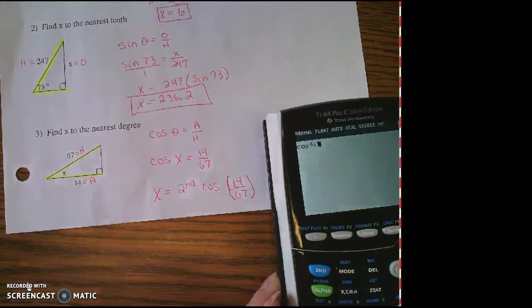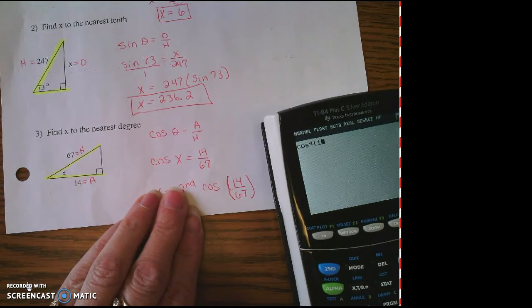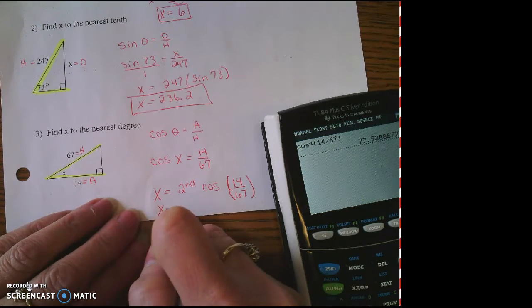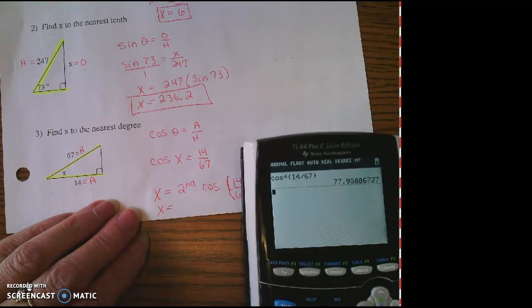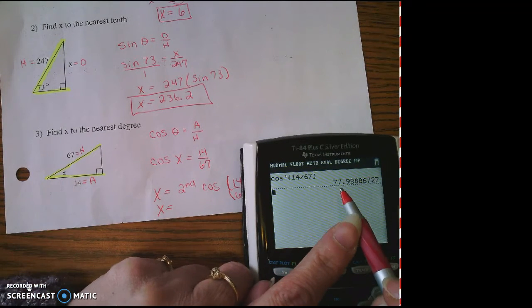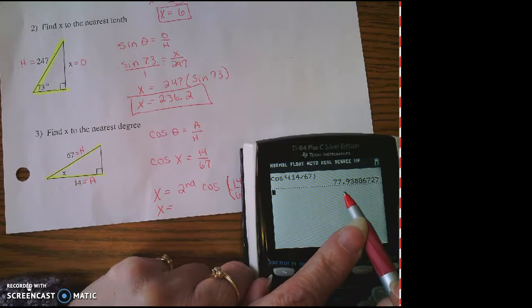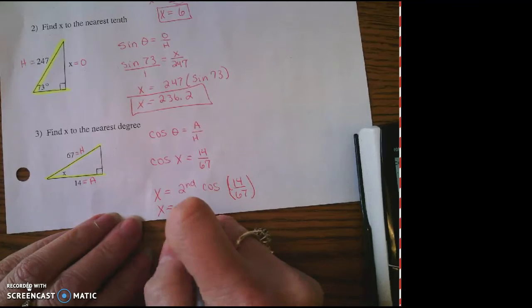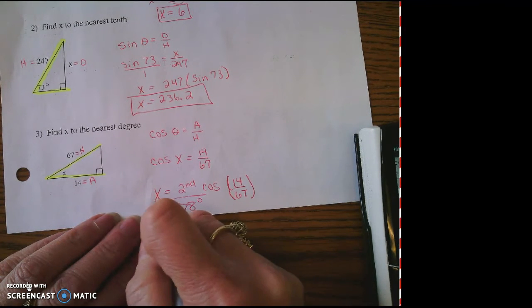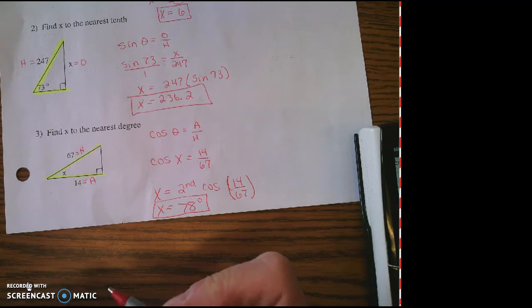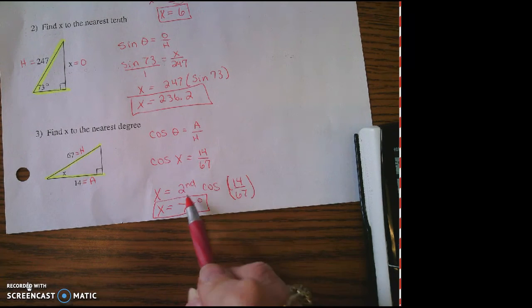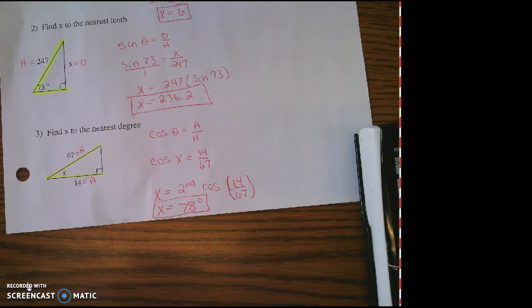So I typed in second cosine, and now I need 14 divided by 67. When I hit enter, this is now the angle measurement. It said round this to the nearest degree. Well, I'm making a decision about that 7. This 9 tells me to round that 7 up. So it's going to be 78 degrees. So anytime you're looking for the angle measurement, you're going to have two sides. You're going to press the second button.